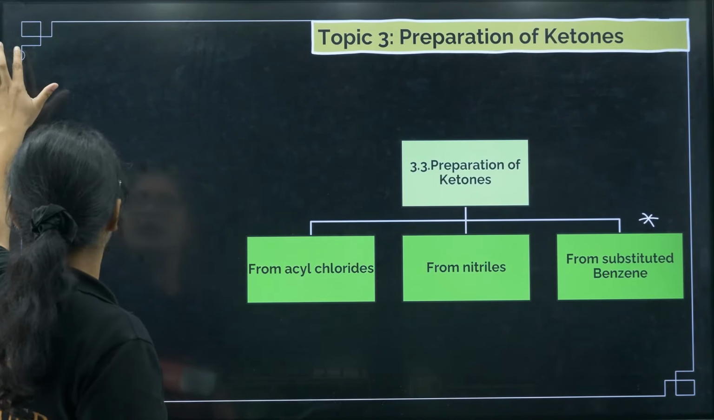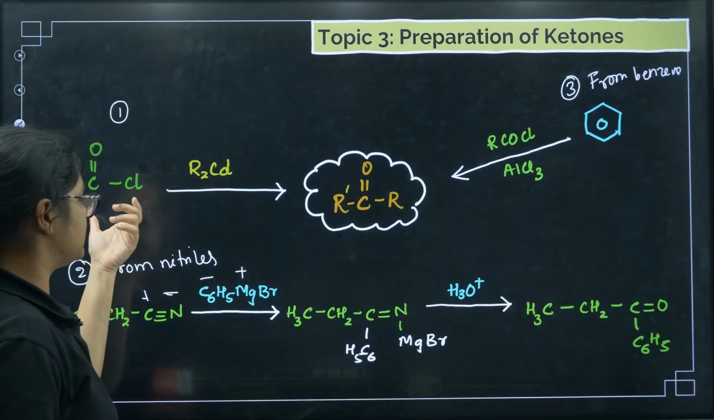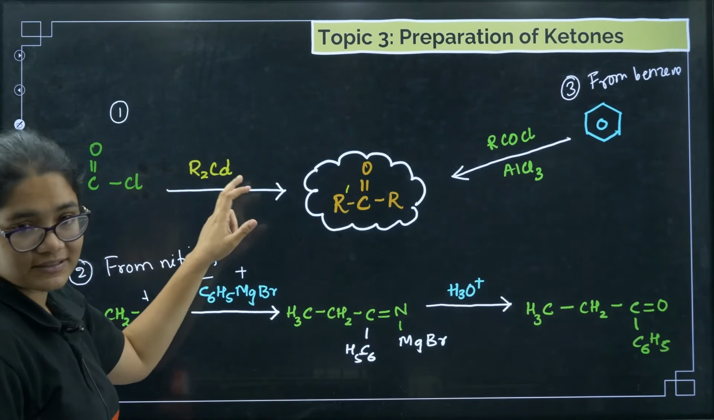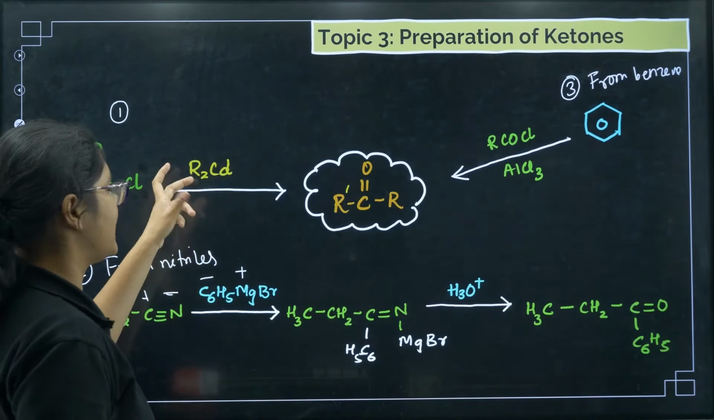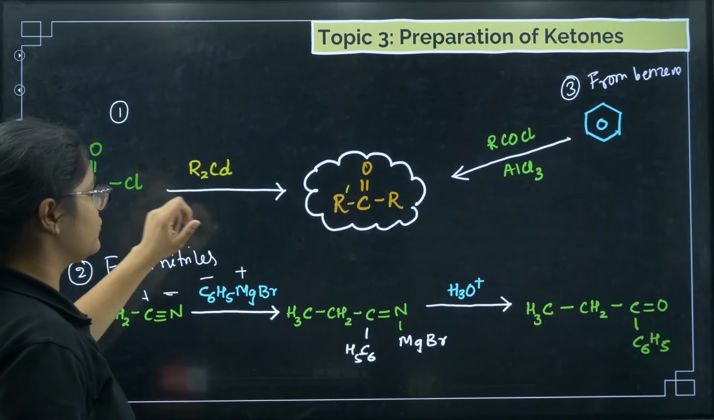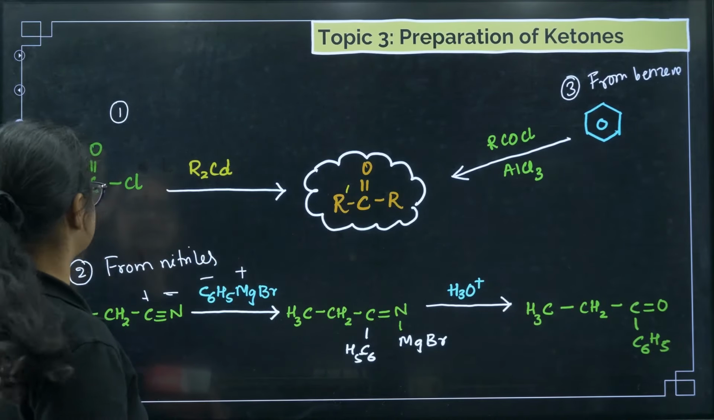Now coming to acyl chlorides, how can we do it? You have to treat it with R2Cd, that is dialkyl cadmium. The Cl group is replaced with the R group. Okay, that is the first one.